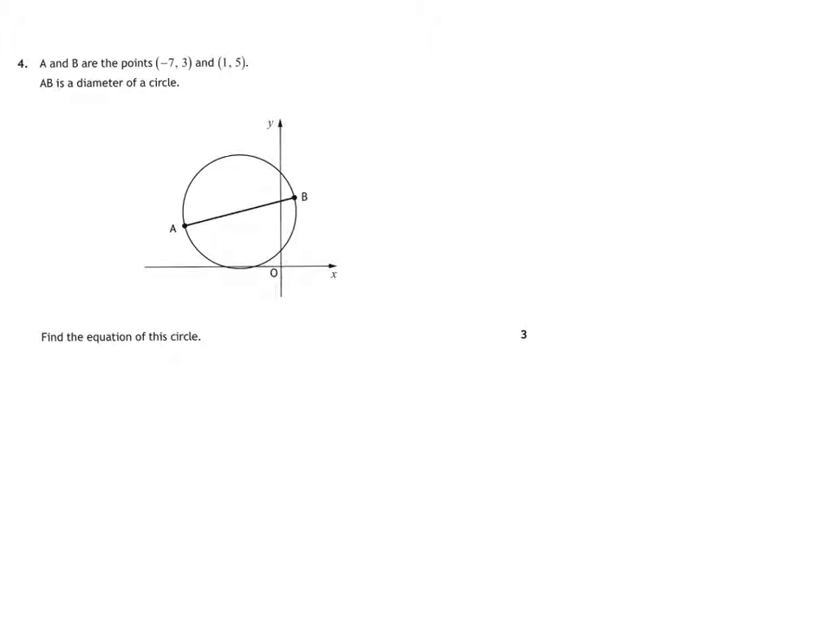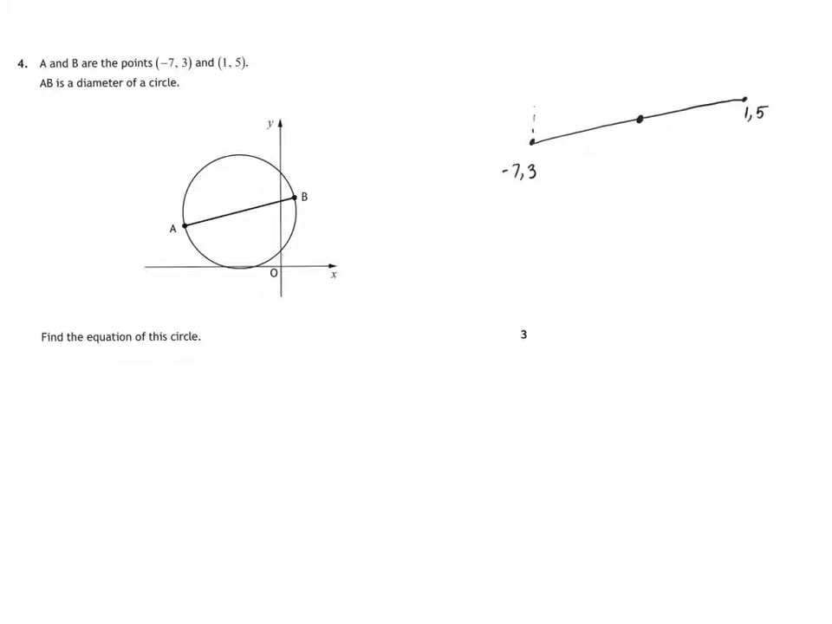Okay, so first thing we need to do for the equation of a circle is we need our radius and we need our centre. So first thing will be to find the centre. We have the points A and B. We've got -7, 3, and we've got 1, 5. So we want to find what is halfway in the middle.